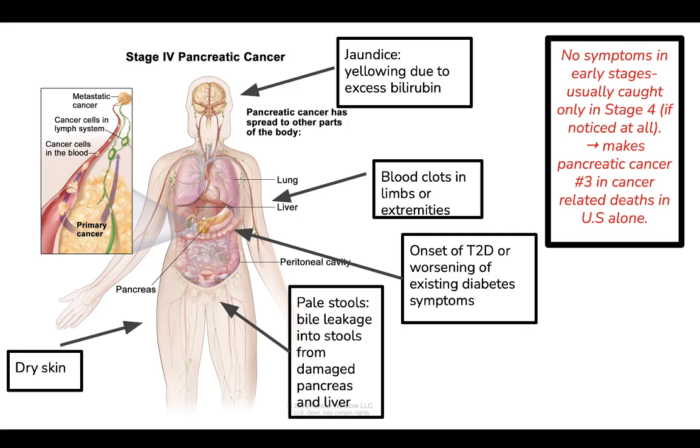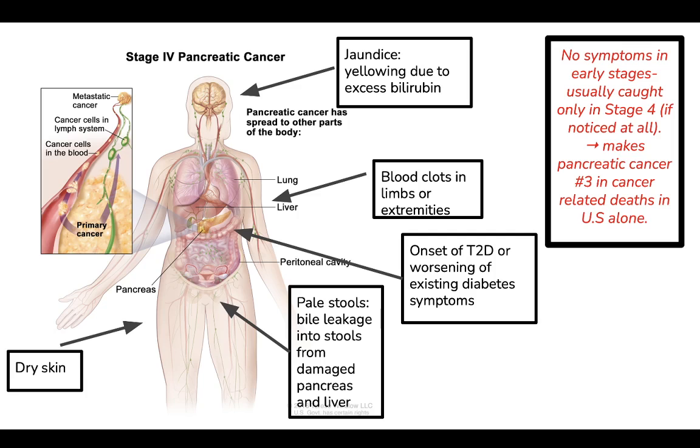Some of the symptoms, if it is caught, are jaundice, which is the yellowing of skin or the whites of the eyes, due to excess bilirubin, which is a protein that is created by the pancreas and the liver, which shows excess bilirubin would show damage to those organs.